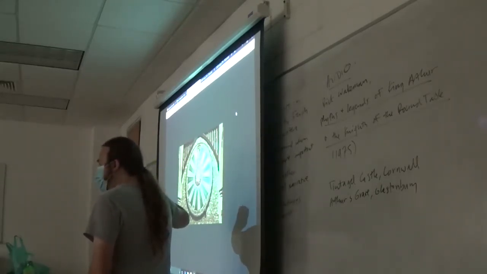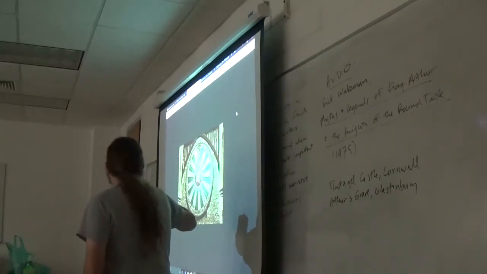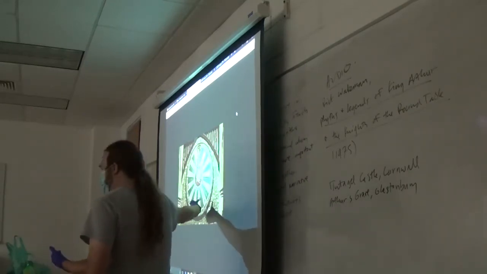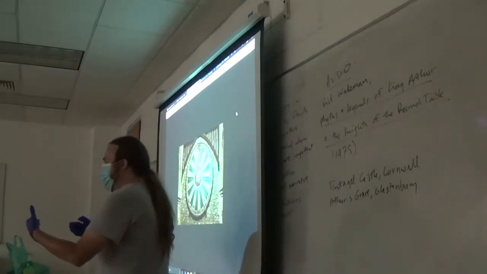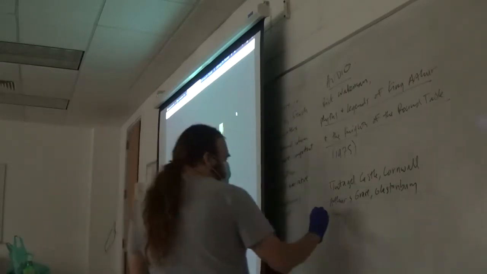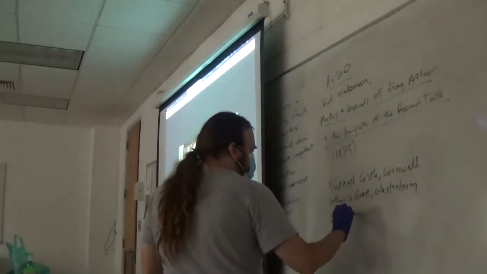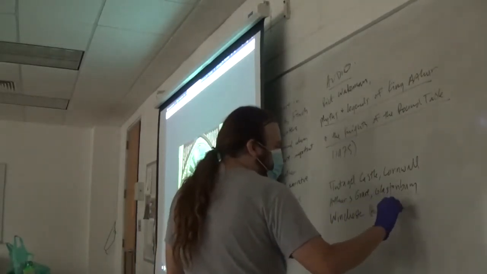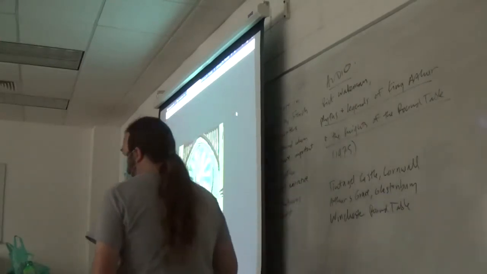What's that? This is like the wheel. I know it was a type of like the wheel, like a painted wheel. Yeah, well, I mean, it's hanging on a wall. Yeah, that's why it looks like a wheel, right? Yeah, but yeah, so this is referred to as the Winchester round table, right? Because it hangs currently in Winchester Castle.